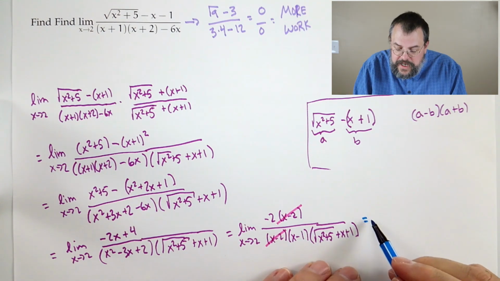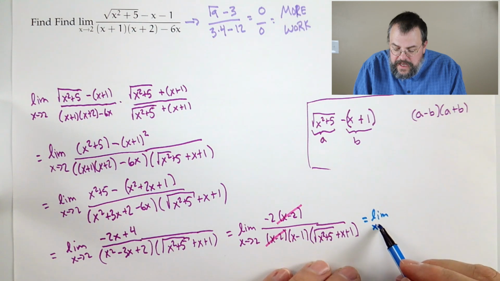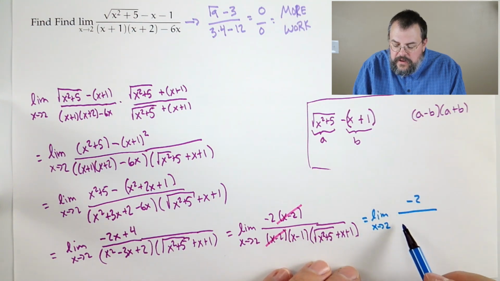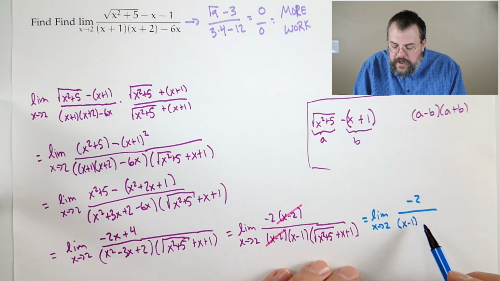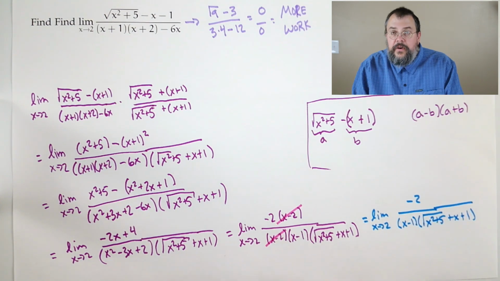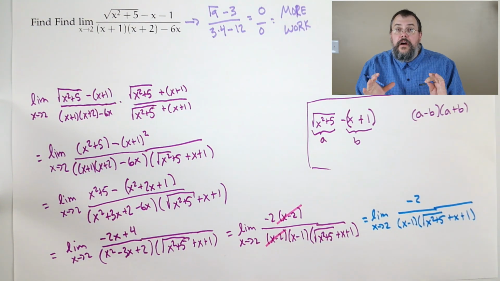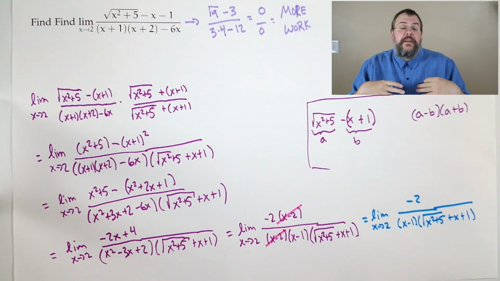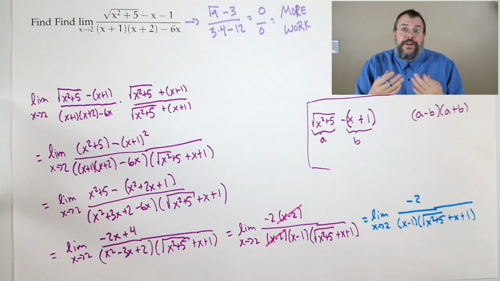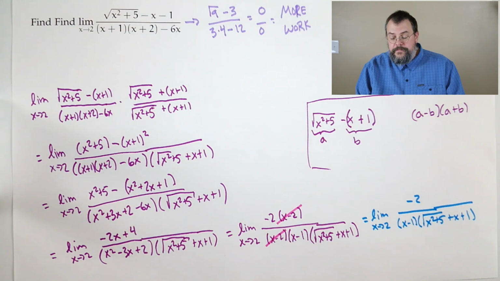Okay, so I'm going to rewrite it one more time. Not that I really have to, but just because I want to show you what it looks like. So minus 2 over x minus 1, square root of x squared plus 5 plus x plus 1. So we haven't taken any limits yet. Most of the work here is involved in rewriting what we have. So we were able to rewrite our algebraic expression into something more convenient for us to work with.